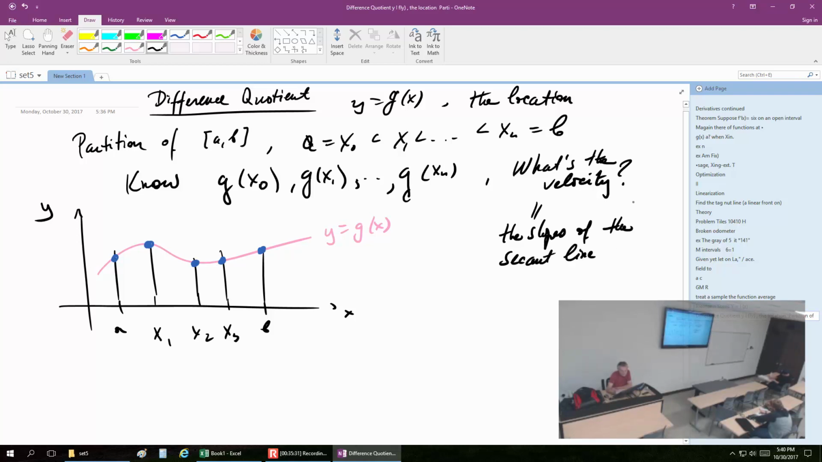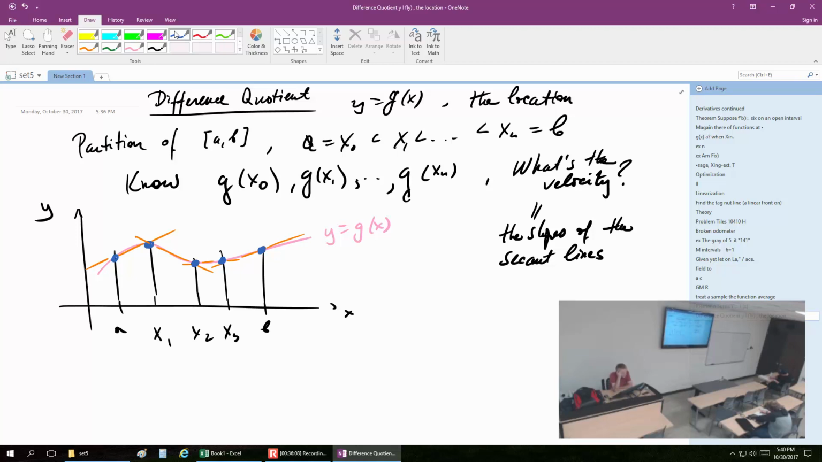Once again, g is unknown anywhere but these values. But it's enough for us to draw through these known points a bunch of lines like this. A bunch of lines, and think about it: these lines estimate our velocity. Slopes of secant lines approximate the velocities during each of these time periods.